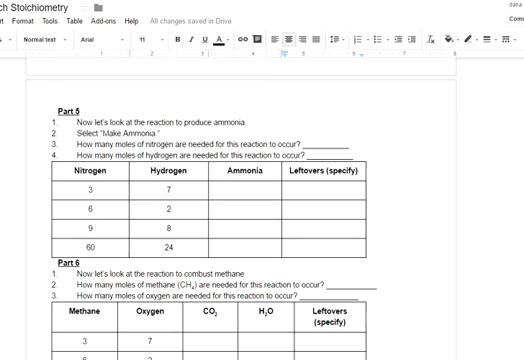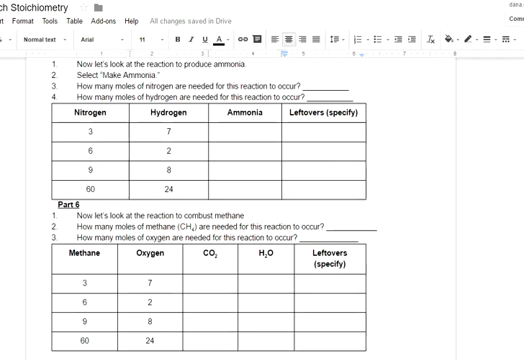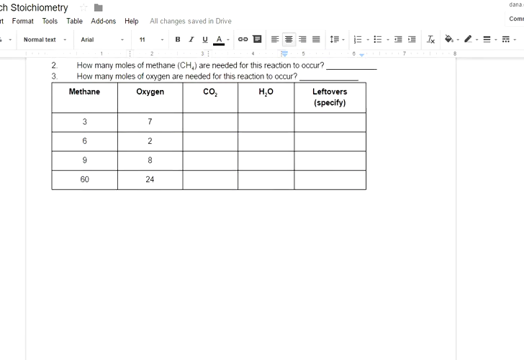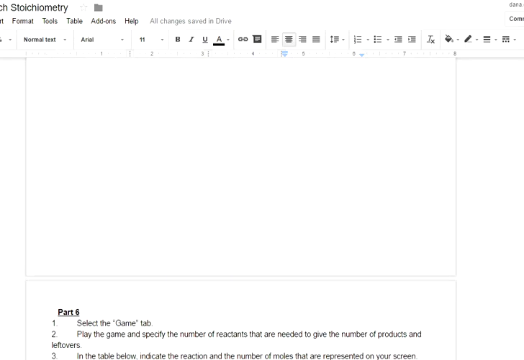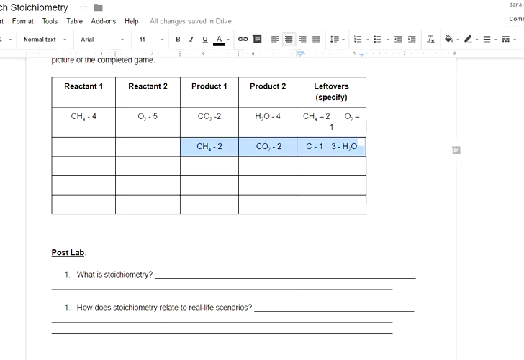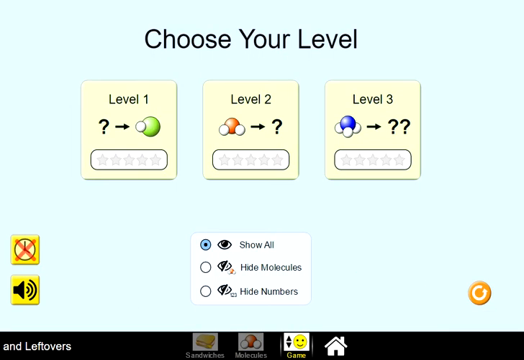So it's similar with the ammonia and the combustion of methane. Now I will say down here there are a couple that you can't put in the simulation, so it's going to require you to think a little bit. Down here in the game, let me get rid of this. Down here on the game, let me just give you an example of how you should do this.